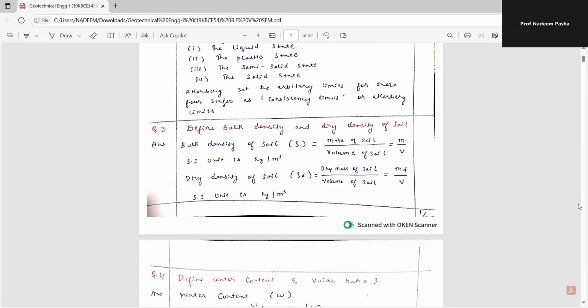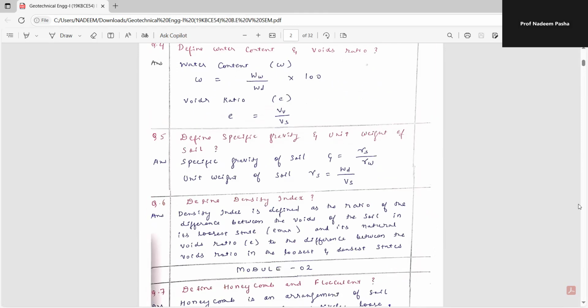Define water content and void ratio. Water content w is equal to WW by WD into 100 and void ratio e is equal to VV by VS. Define specific gravity and unit weight of soil. The specific gravity of soil G is gamma S by gamma W and unit weight of soil gamma is equal to WD by VS.